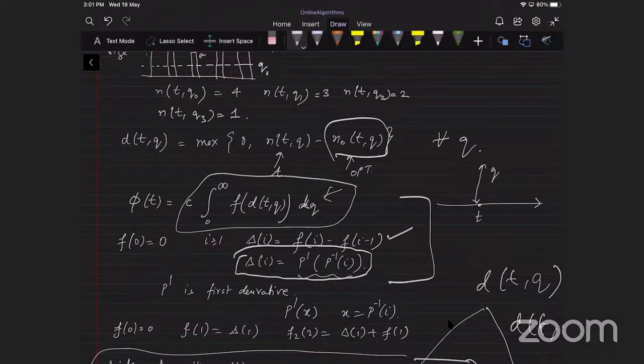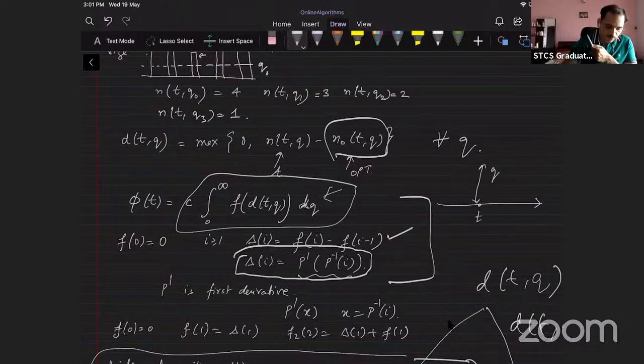So this integral is a well-defined quantity for each time t. Now, the question we are trying to ask is: is there a discontinuous time at which phi of t jumps? If it decreases, I don't mind. So now tell me, when a new job arrives, as you already said, both this quantity and this quantity increase by the same amount. So d of tq doesn't change. So there is no jump.